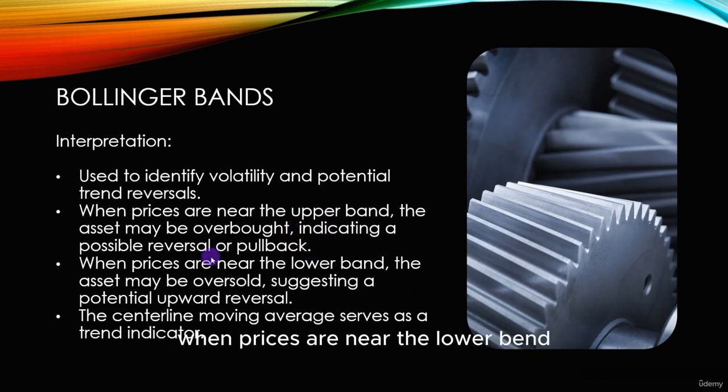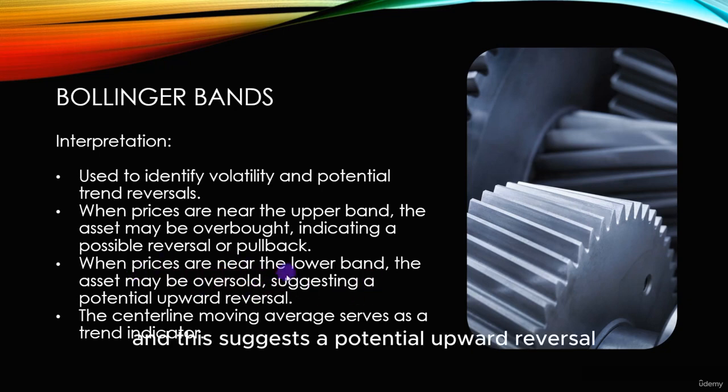So when prices are near the lower band, the asset may be considered as oversold, and this suggests a potential upward reversal. Then the center line, the moving average, serves as a trend indicator at the same time.